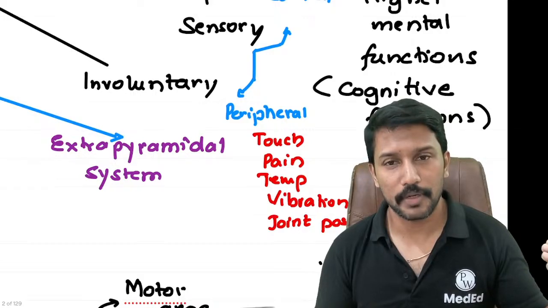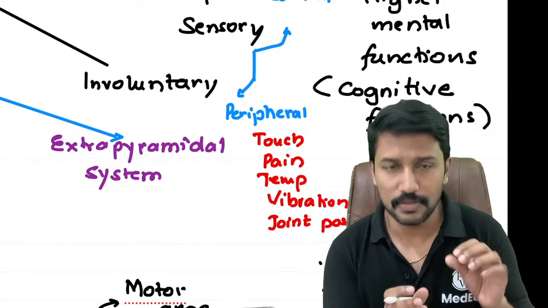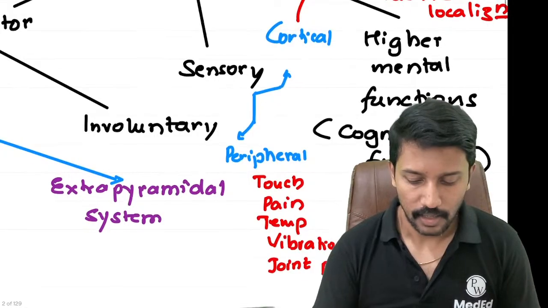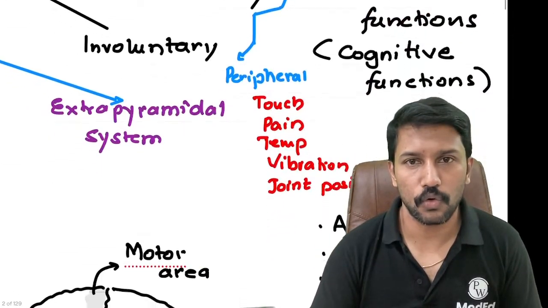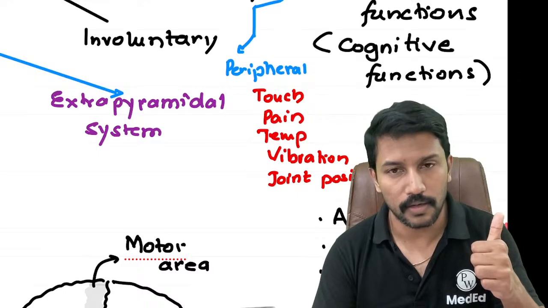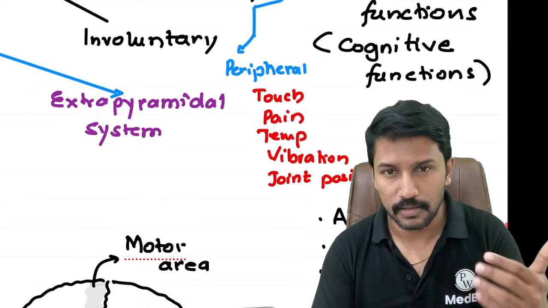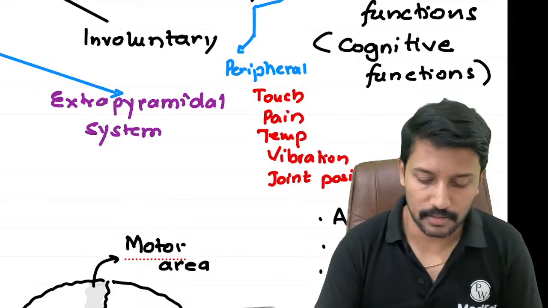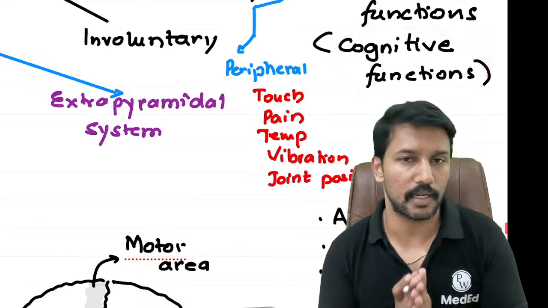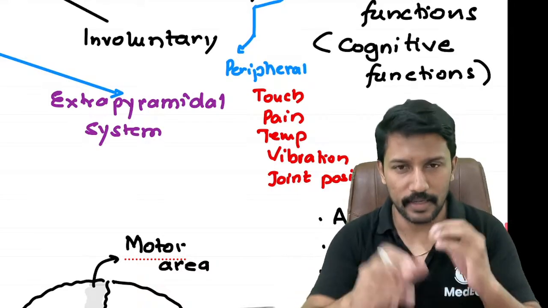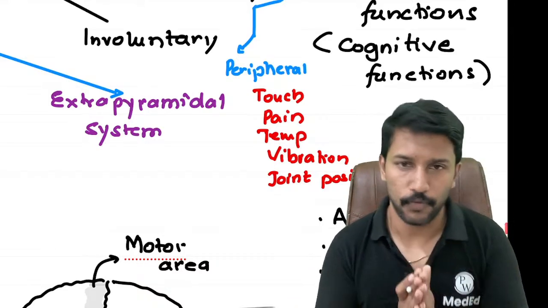Apart from the peripheral sensory sensations and the motor functions, the brain also does what are called higher mental functions, which are also called cognitive functions. Means our ability to think, right? Reasoning, social behavior, memory, all of that comes under these cognitive functions or higher mental functions. These are the functions that our brain does: voluntary movements, feeling the sensations, and higher mental functions.